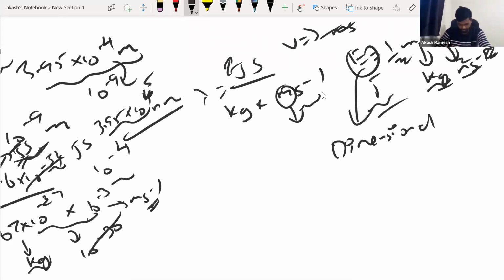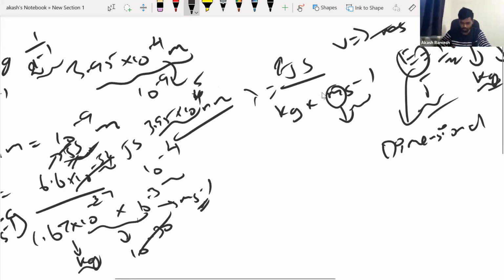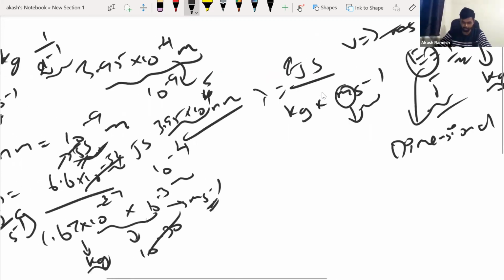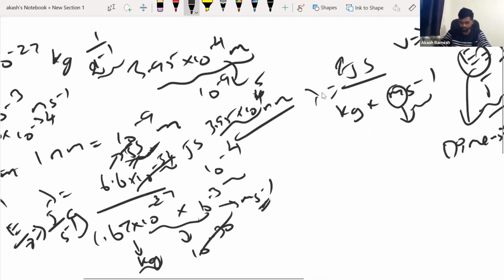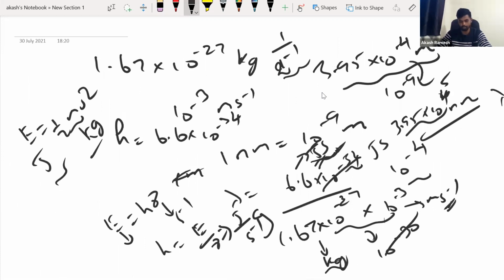Okay, right, fine. So this is our question. Can you repeat the last question? You want me to repeat the question? Yes, sir. Find the wavelength in nanometers for a proton of mass 1.67 times 10 to the power minus 27 kgs, moving with a velocity of 10 to the power minus 3 meter per second.